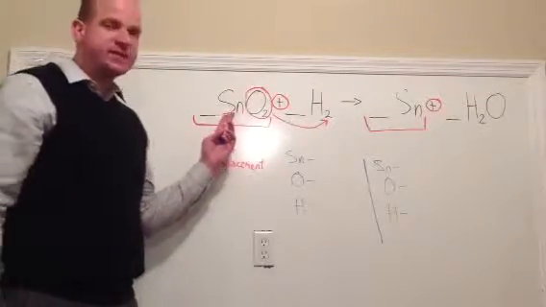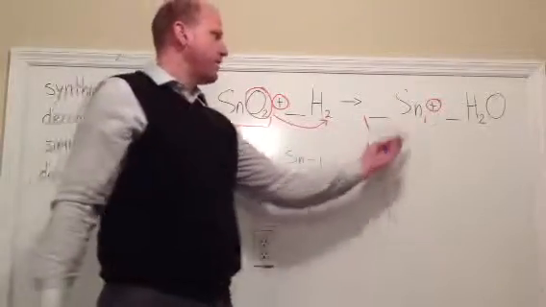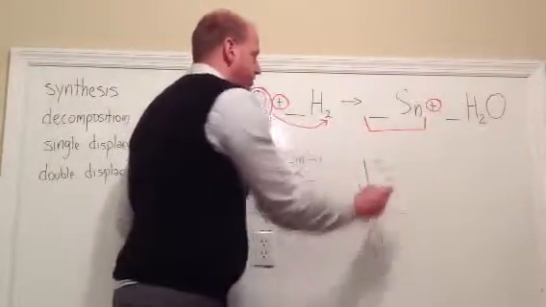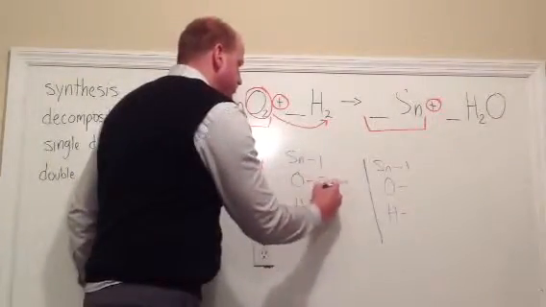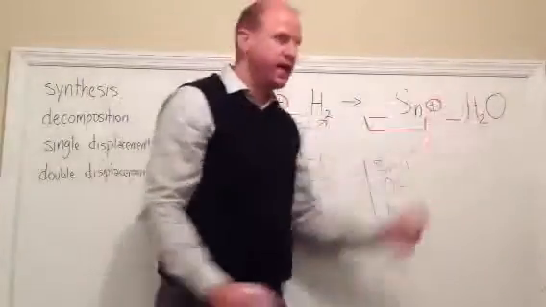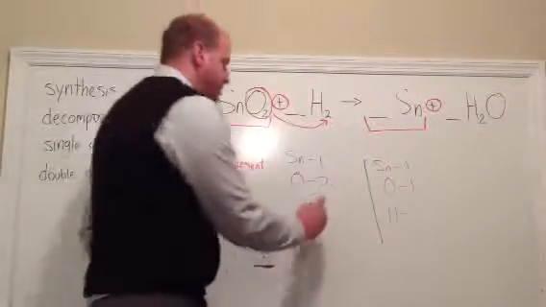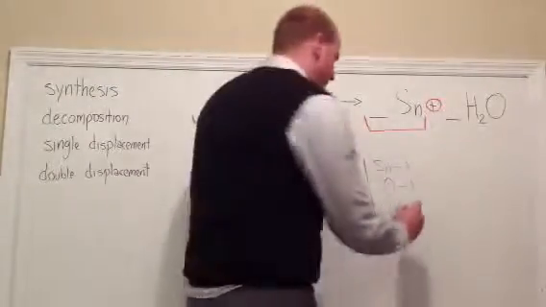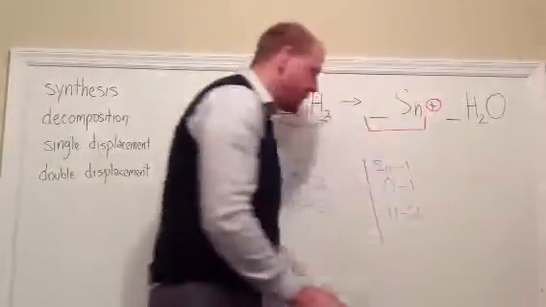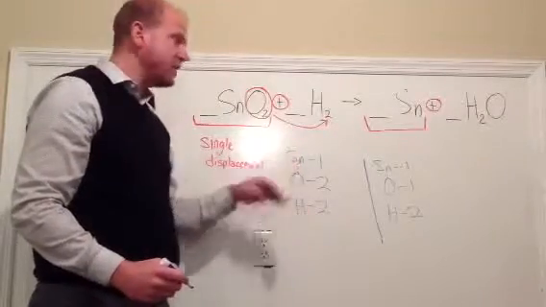So now I'm going to count up to see how many I have of each element. On my reactant side, I have 1 tin. And on my product side, I also have 1 tin. On my reactant side, I have 2 oxygen. On my product side, I have 1 oxygen. On my reactant side, I have 2 hydrogen. On my product side, I have 2 hydrogen.